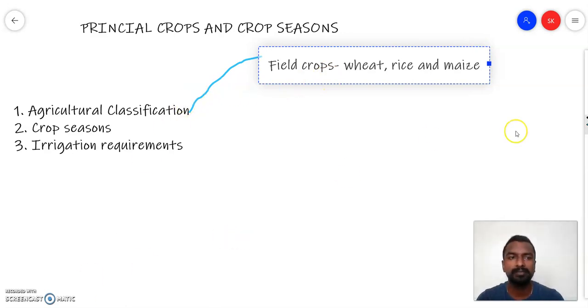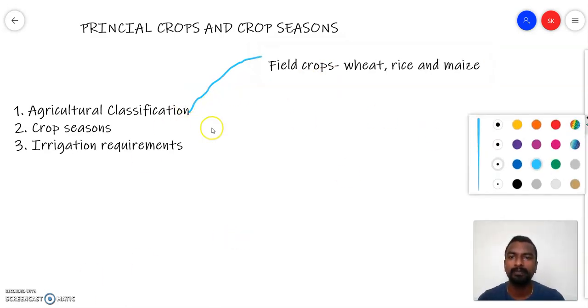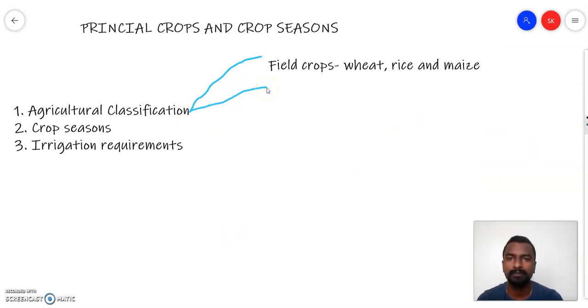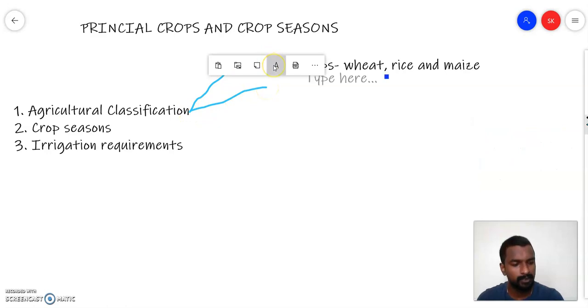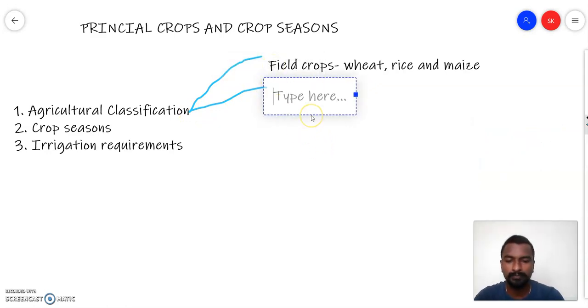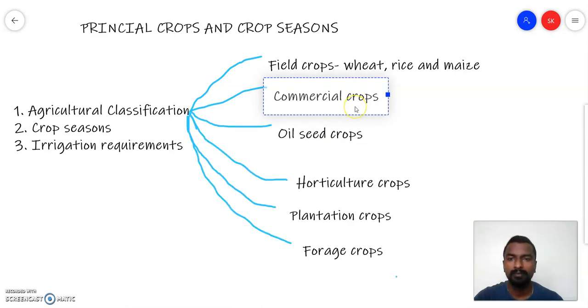Then the second subtype of this agricultural classification is commercial crops. So what are the commercial crops? Like commercial crops, oilseed crops, horticulture crops, plantation crops, and forage crops. There are different types. We will discuss one by one, starting with the commercial crops.